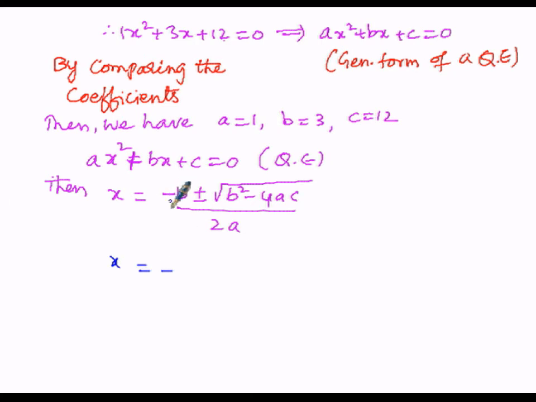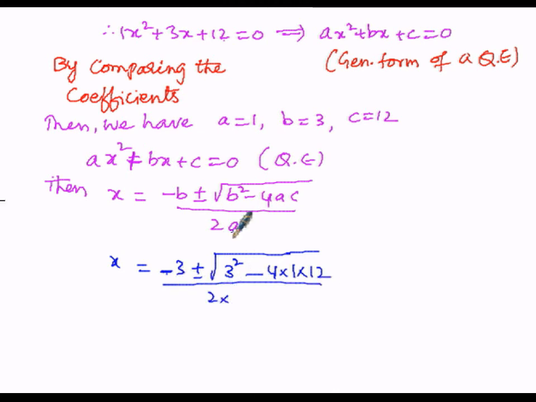Now by resubstituting the values, x equals minus, which must be written as it is first of all. Then b value is 3, plus or minus root of b square, that is 3 square, minus 4ac. So 4 into a, which is 1, into c, which is 12, overall divided by 2 into a, and 2 into a is 2 into 1. So that equals minus 3 plus or minus root of 3 square, 3 3s are 9, minus 12, 4s are 48, 48 1s are 48, overall divided by 2.